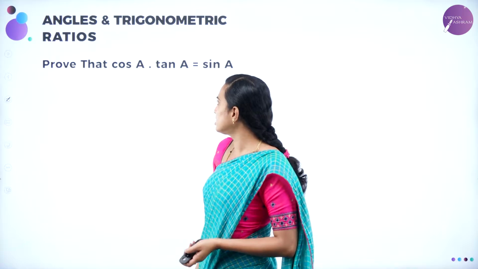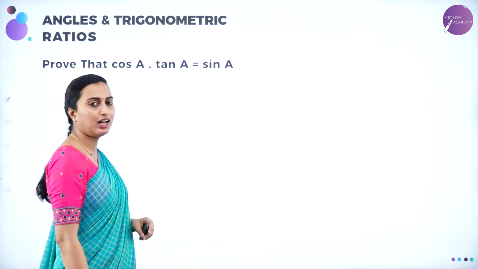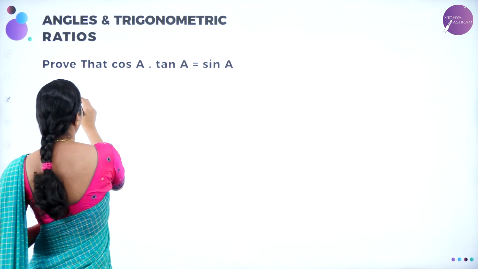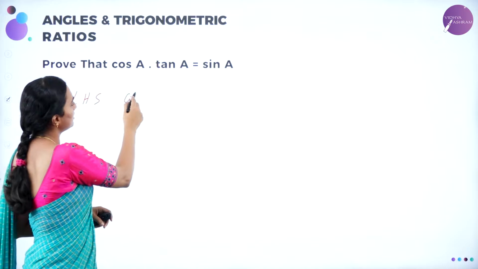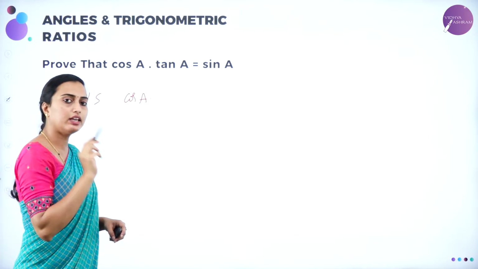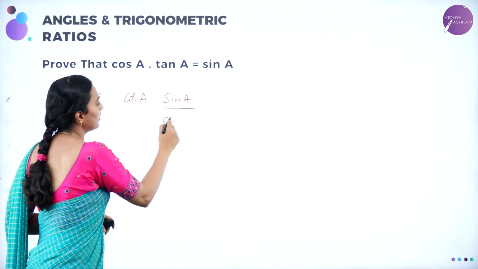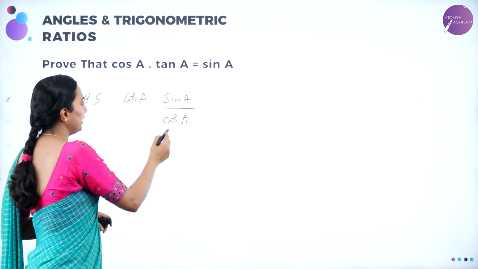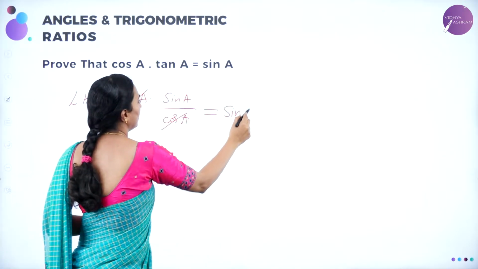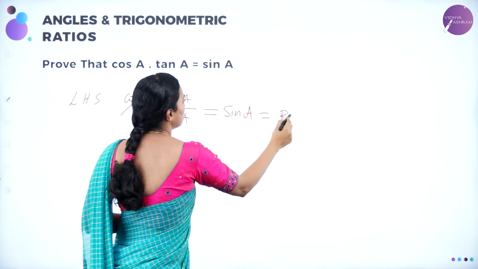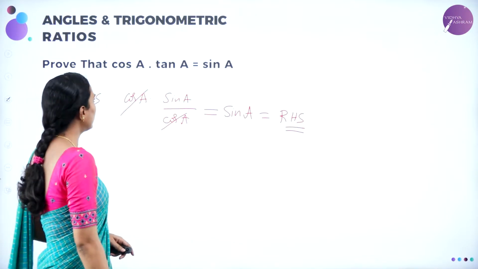Prove that cos A into tan A is equal to sin A. So, what can tan A be written as here? I am going to take the left hand side, LHS, and then I am going to have it as cos A into tan A, which can be written as sin A divided by cos A. So, cos A will get cancelled. You are going to remain with only sin A, which is nothing but your RHS, right hand side. That's it, the proof. Understood? We'll move on to the next one.